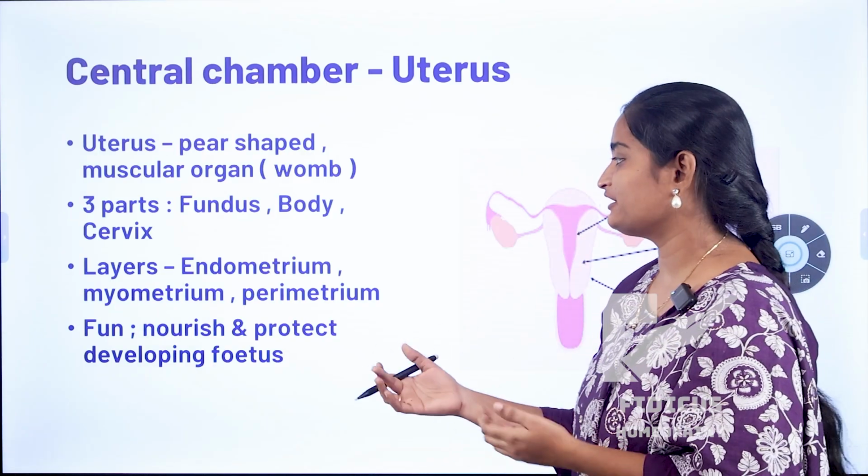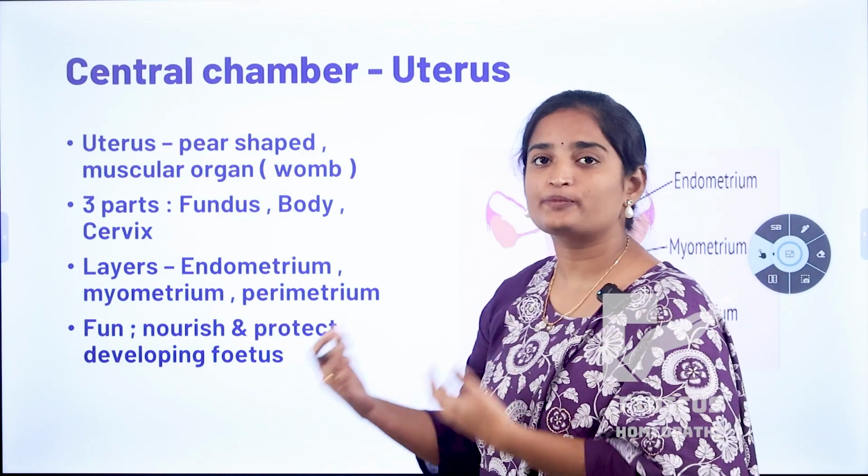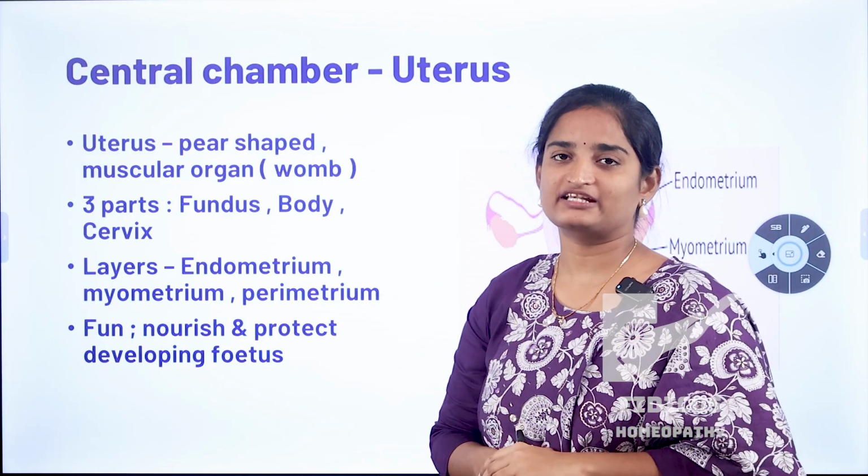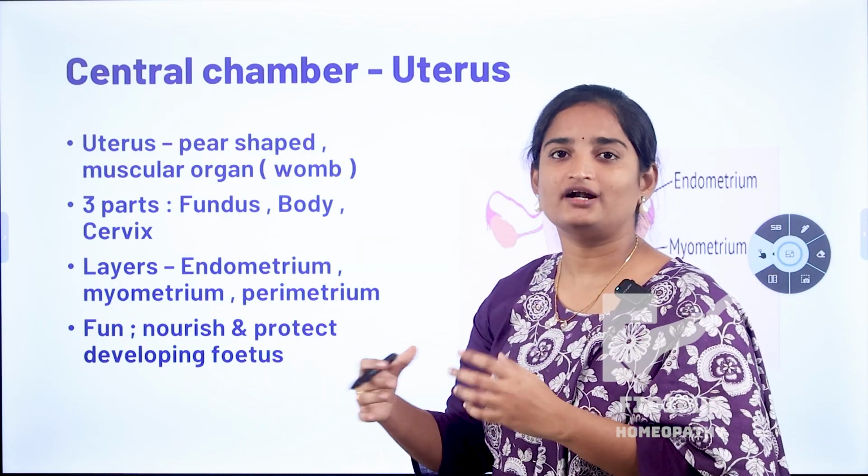So the uterus helps in nourishing the growing fetus and also gives protection to the developing fetus. The uterus is the main chamber where the growth of the baby takes place. This is all about the central chamber, which we call the uterus.